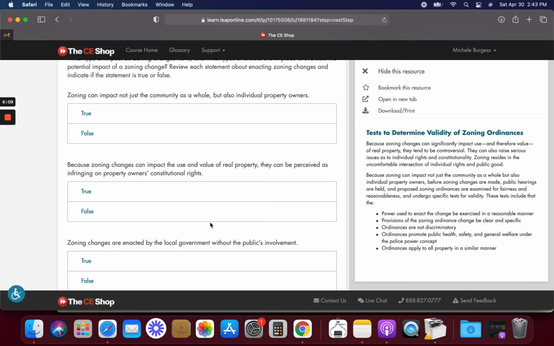When zoning changes are made, public hearings are held. So if you ever see those signs on the side of the road that say public hearing such and such date, and you do not want a zoning ordinance or you don't want some kind of new thing in your community, then you need to go to these public hearings and explain why, so that the government or whoever is making these decisions will hear you, and they can make a reasonable and specific test for validity of whatever they're trying to do.